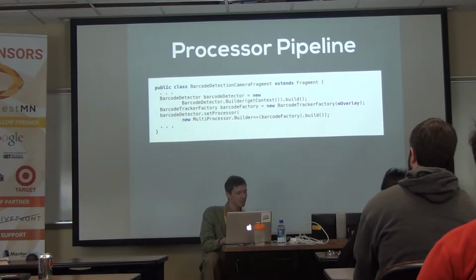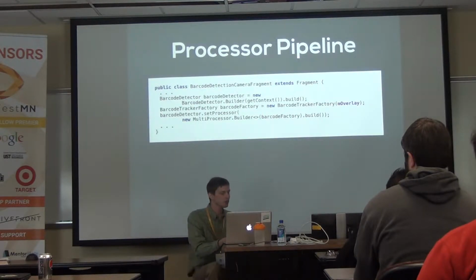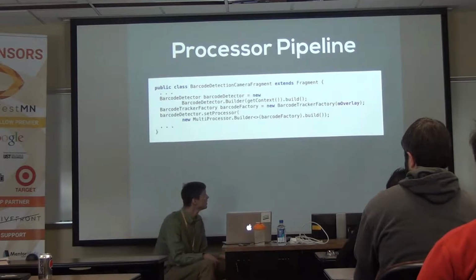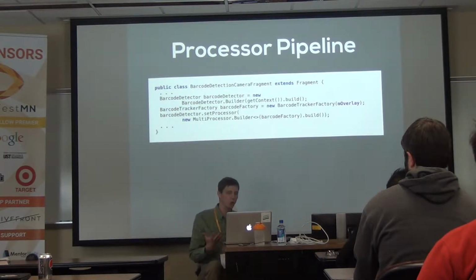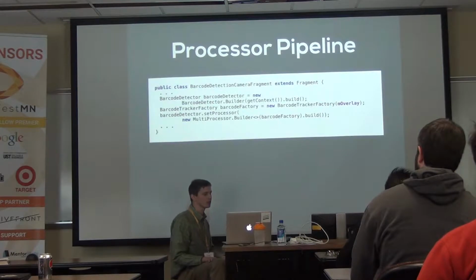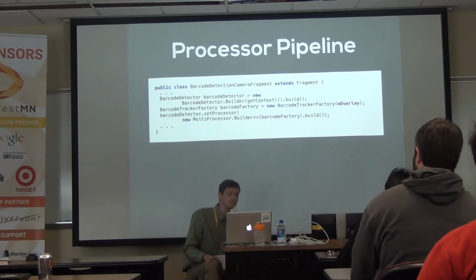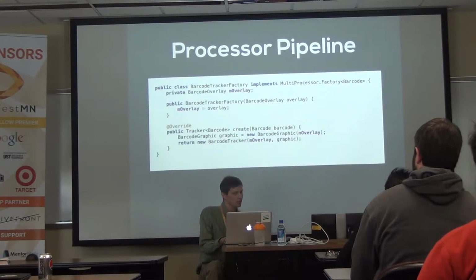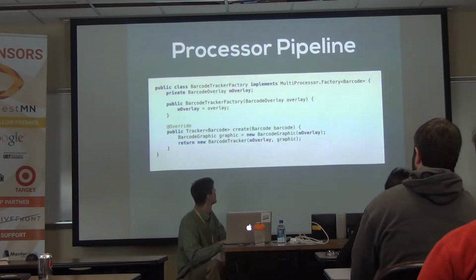We also need something called the barcode tracker factory. We'll get to that in the next slide. But the important thing to note is that we're sending in something called an overlay. That's just a custom view that's going to hold all the graphics that get generated when we're doing the barcode detection. And then we need to combine the barcode detector and that barcode tracker factory by calling set processor on the barcode detector.